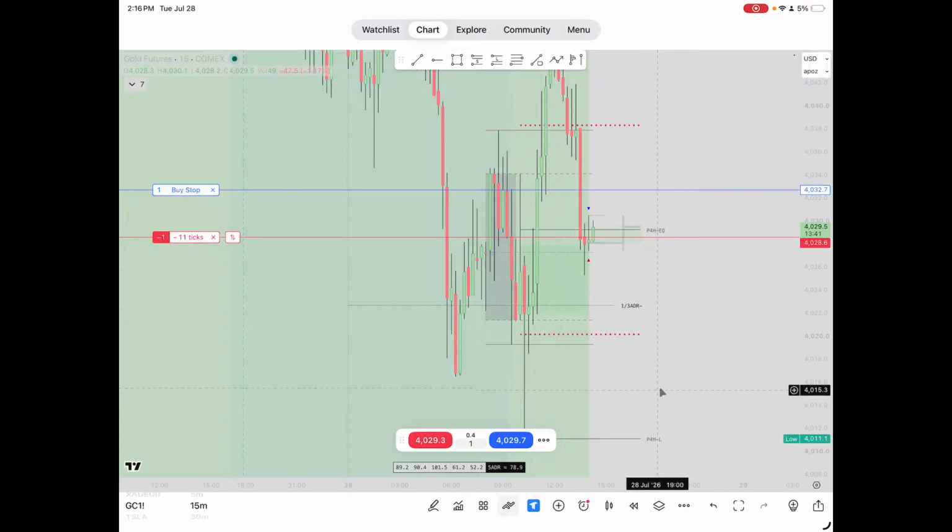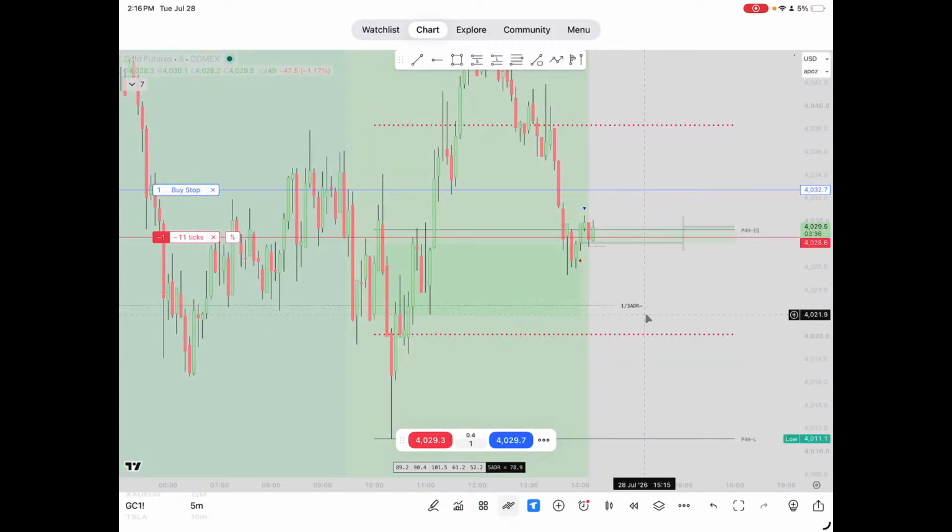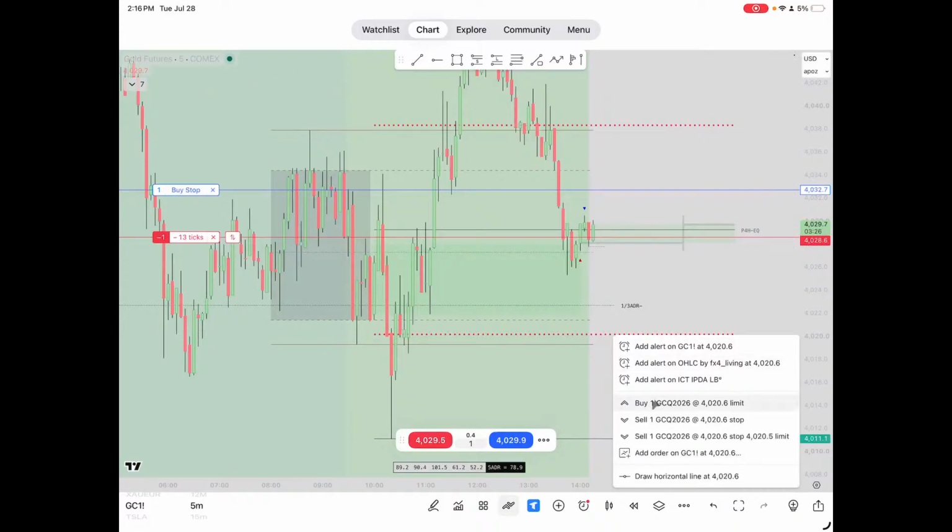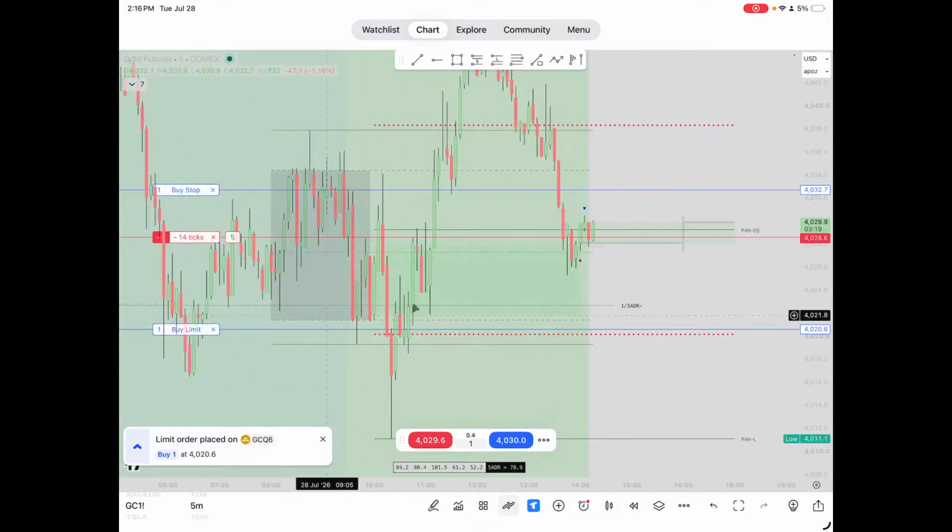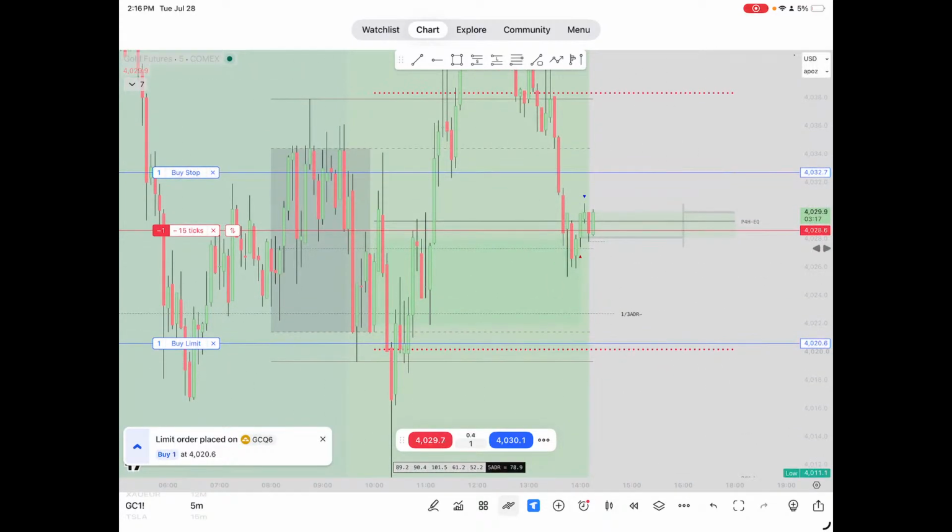But let's see here. Go to the 5 minute. Okay, so we got a swing point right here, swing point right here, 18 and 21. Let's go in between these two here, maybe. Let's find out. We will do a buy limit here. See how that works out.